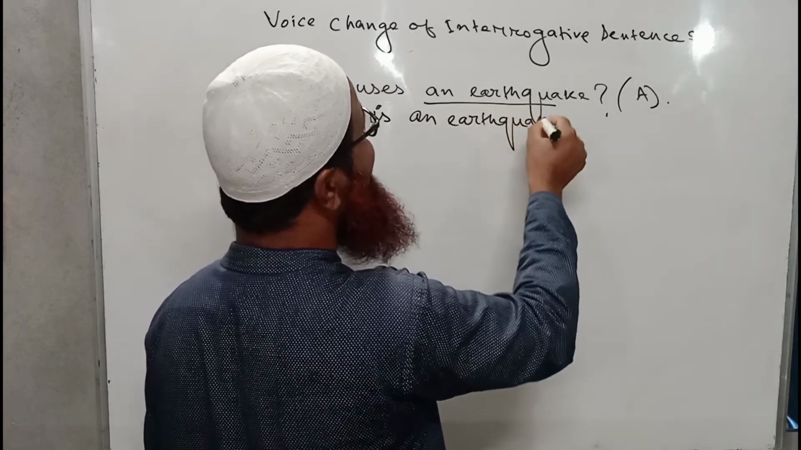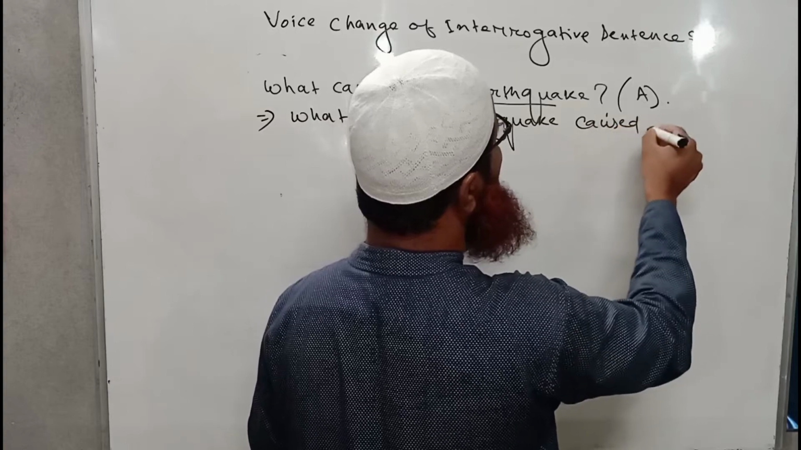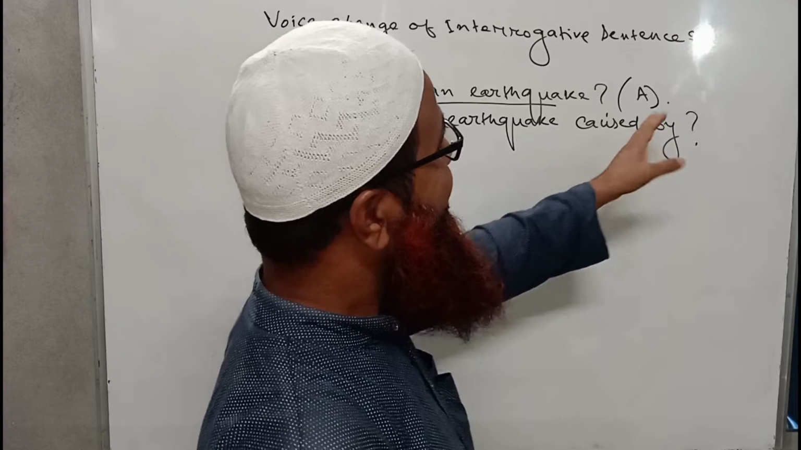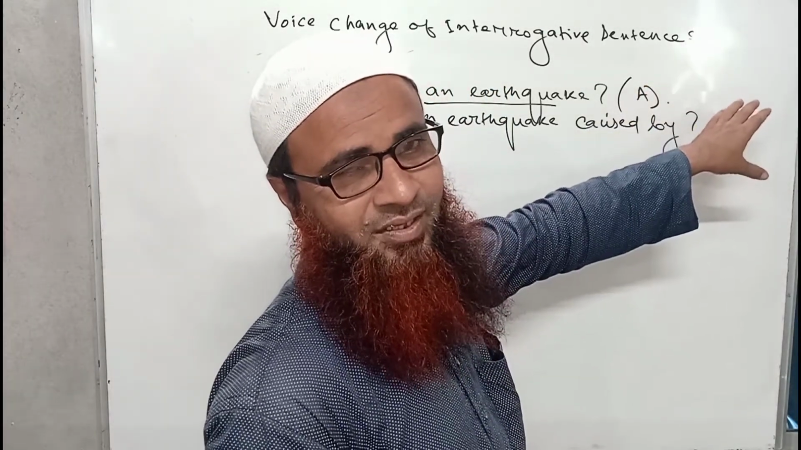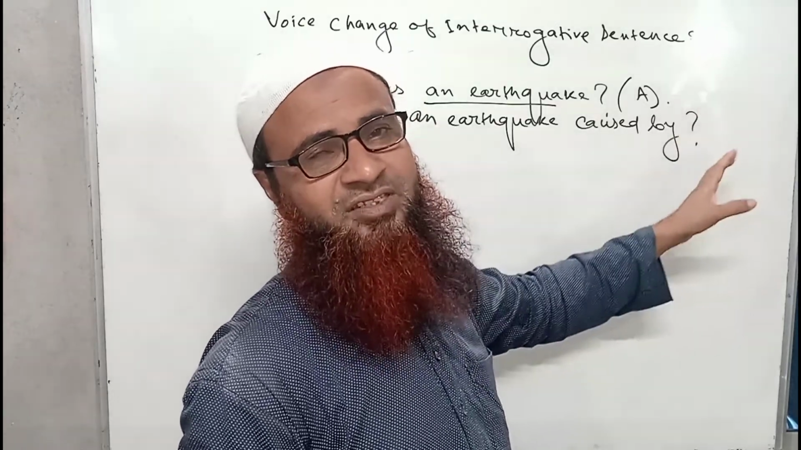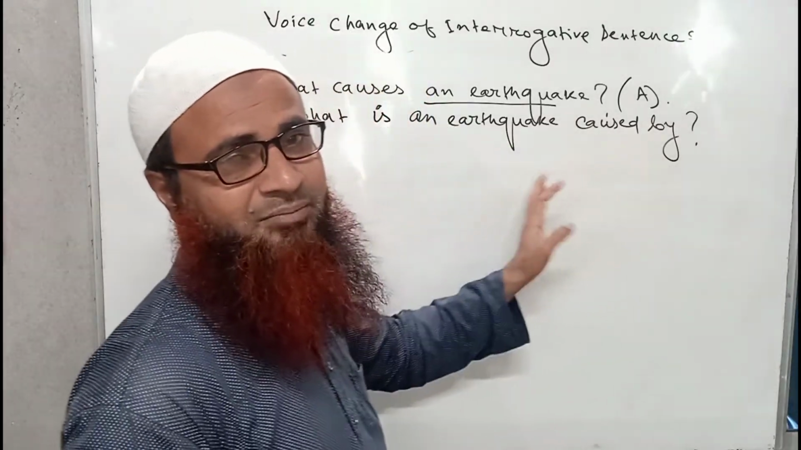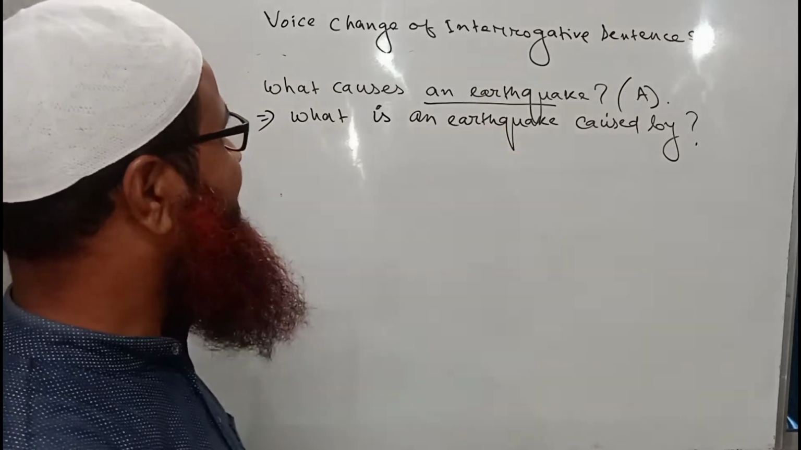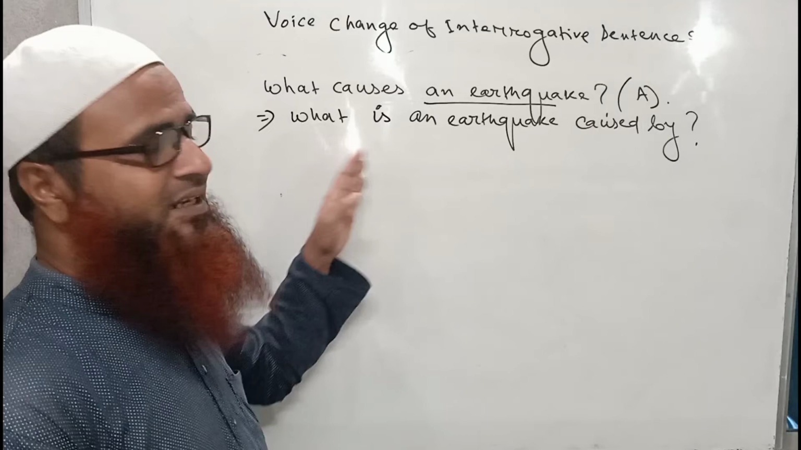What is an earthquake? Then the main verb is cause. It will be caused, and there will be by. That means the causes, all the causes will be the doer of the action. But those are not present here. Those are missing. That is why we have to stop the sentence by writing by only. What is an earthquake caused by? What causes an earthquake?